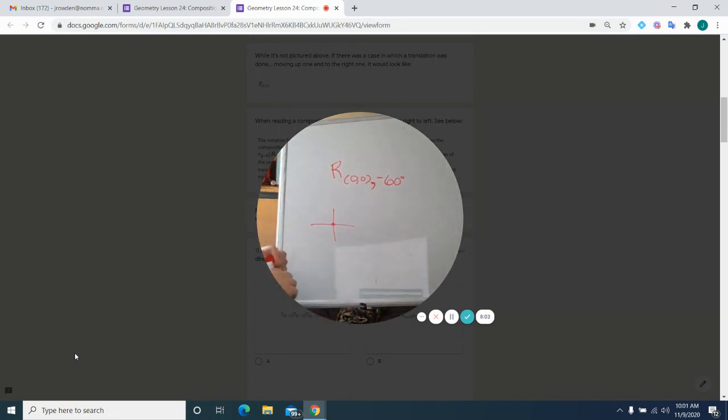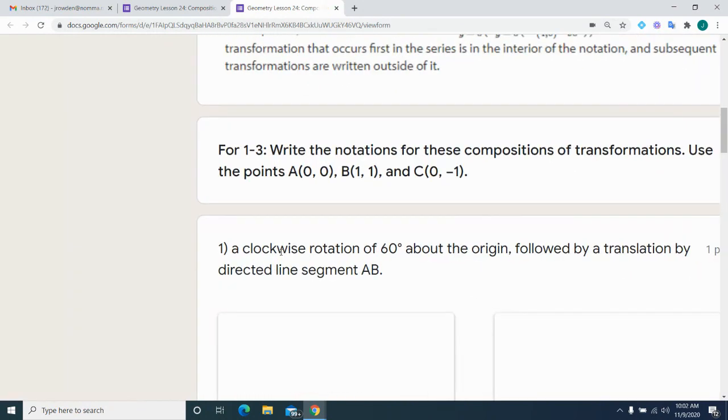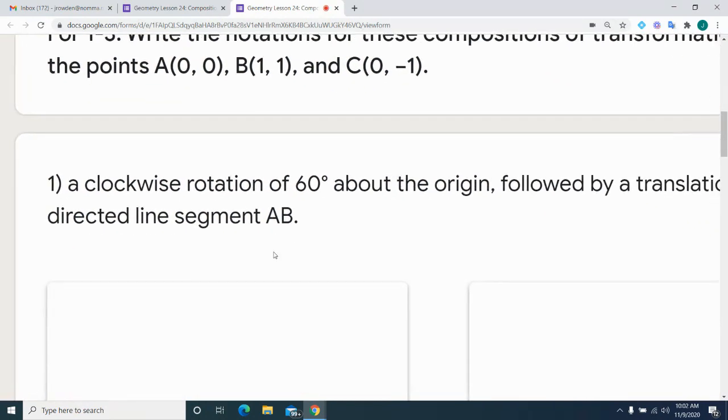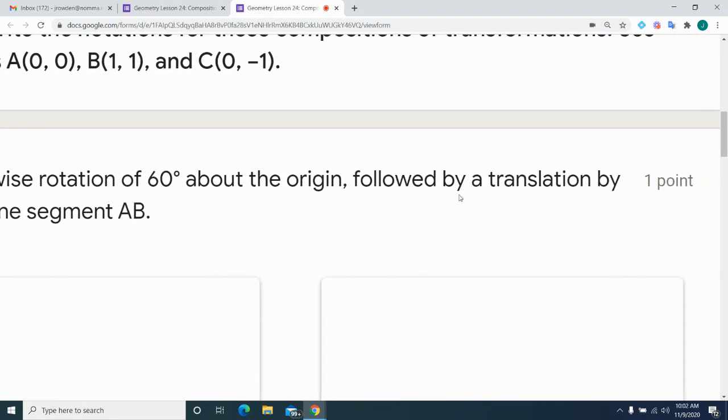This is our first transformation we're doing. So all I'm doing right here is I'm just writing out what this describes. And you guys need to be able to do this by the end of this lesson. So make sure you understand what I'm doing. A clockwise rotation of 60 degrees about the origin. So that's why I do R for rotation, origin is 0, 0, and then negative 60 degrees is how you would say clockwise. Followed by, so if it's followed by, I'm doing a new thing now.